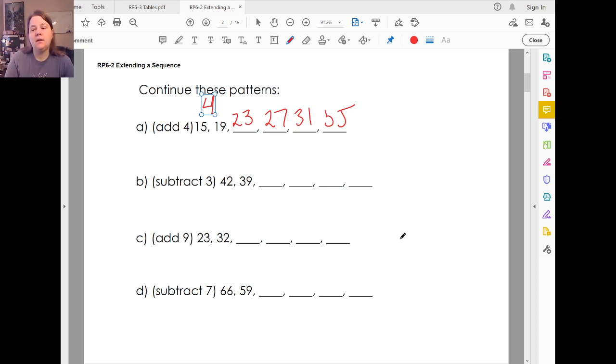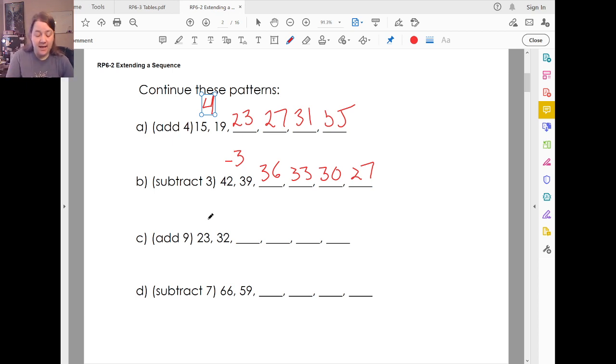Welcome back. Letter B says subtract 3. So let's go ahead and put our work right there. 42 minus 3 is 39. Excellent. 39 minus 3 is 36. 36 minus 3 is 33. Minus 3 is 30. Minus 3 is 27. Excellent. Let's go ahead and look at C.